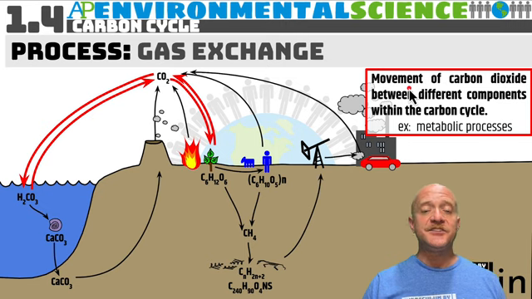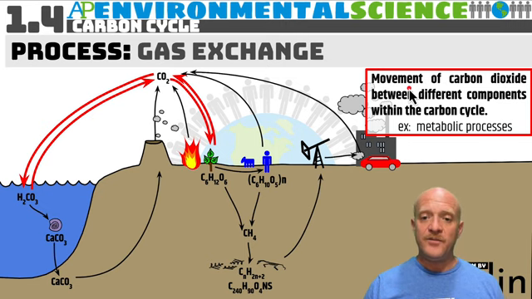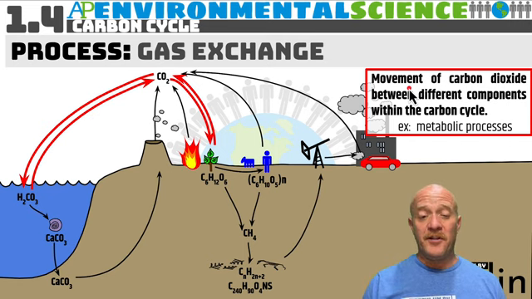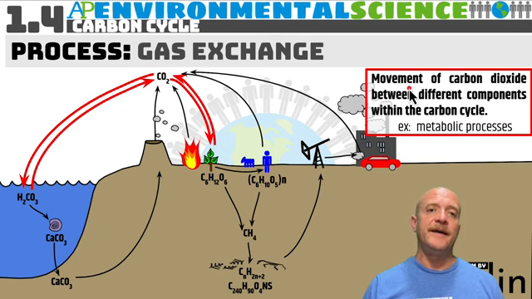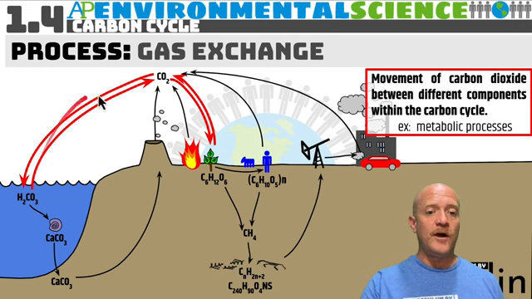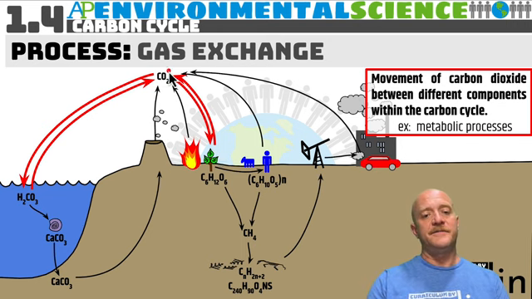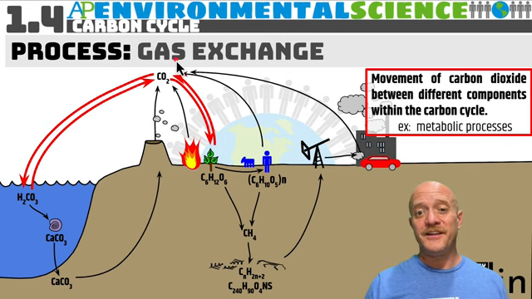The next one is gas exchange. Gas exchange is when you're moving carbon dioxide between different components within the cycle. This is done through metabolic processes. It's also done by dissolving in water. So carbon dioxide can dissolve in water to form carbonic acid, but also carbon dioxide can move back and forth, gas exchange, between the plants. Carbon dioxide goes in, you might have oxygen coming out, and also carbon dioxide is coming out from cellular respiration.